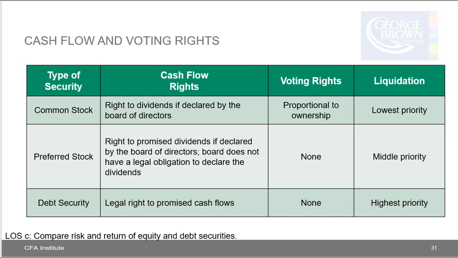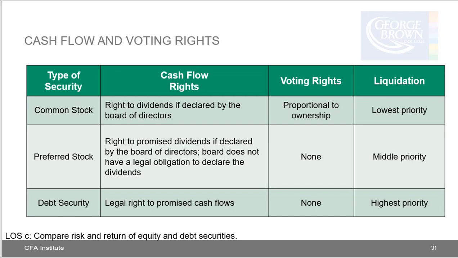Anyhow, in terms of liquidation, if a company goes bankrupt, common stockholders have the lowest priority. Assets equals liabilities plus equity. Sell all the assets, pay all the liabilities, which are debts. What's left over is equity, and that's why we say equities have a residual value.